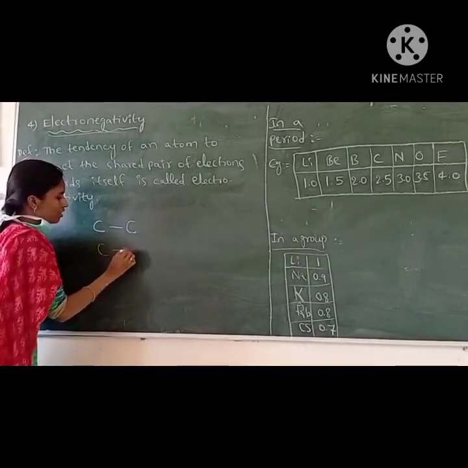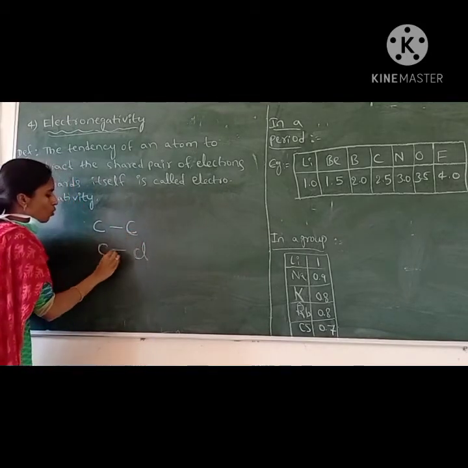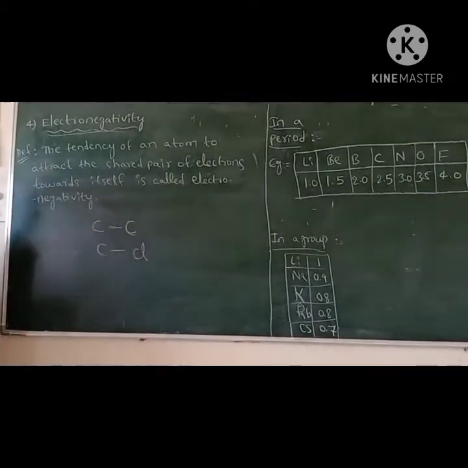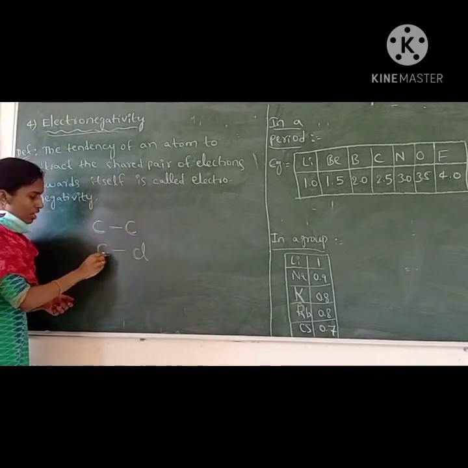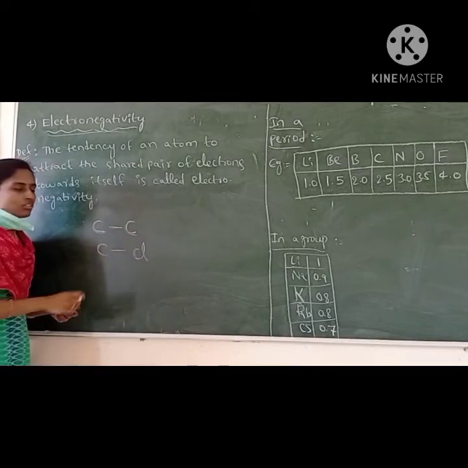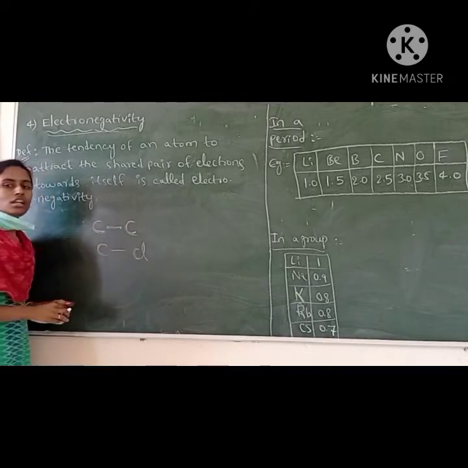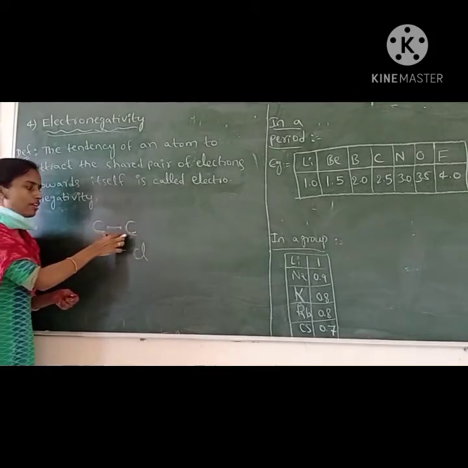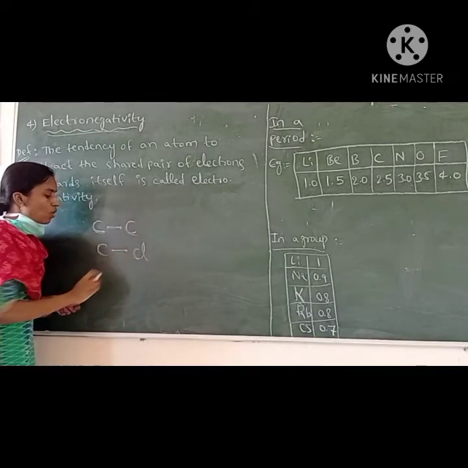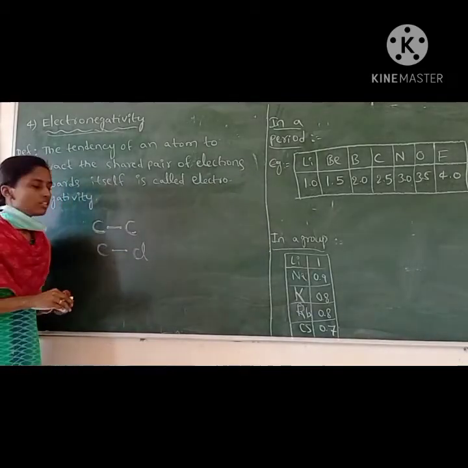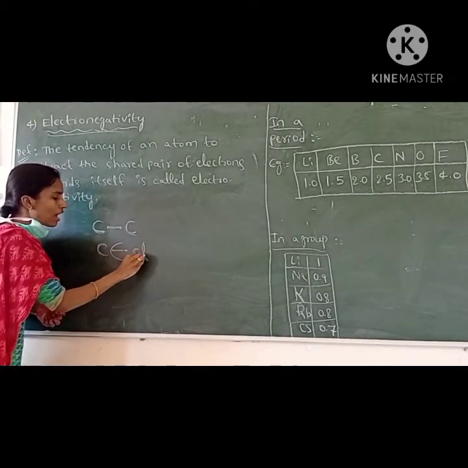and here carbon is bonded with some chlorine. So observe these two bonds. What is the difference here? Here similar types of atoms are there, and here different types of atoms. So here this electron cloud is symmetrically distributed between these two atoms. But here this electron cloud is not symmetrically distributed. Here this electron cloud is pulled by the chlorine atom.